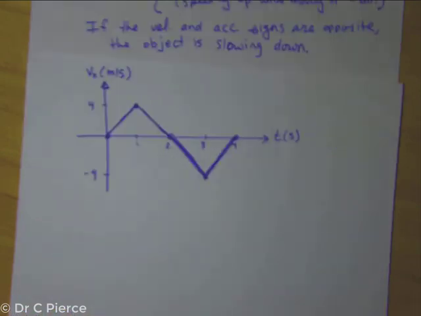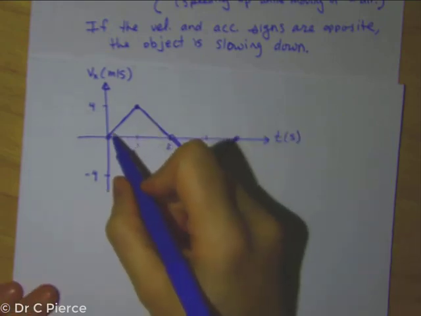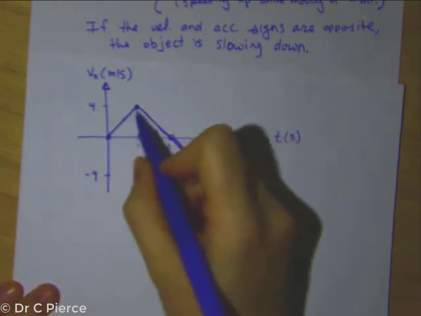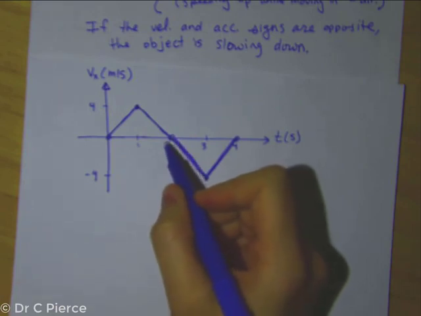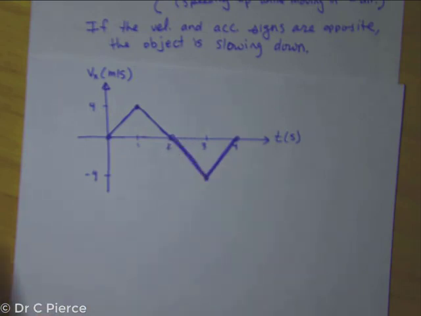I have just resketched the velocity graph that we were using, and before we had looked at the area under the graph to the axis, and that would give us the displacement during that time frame. But now let's look at it a different way. The slope of the velocity graph is the acceleration.